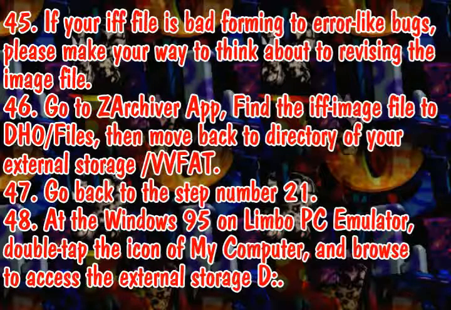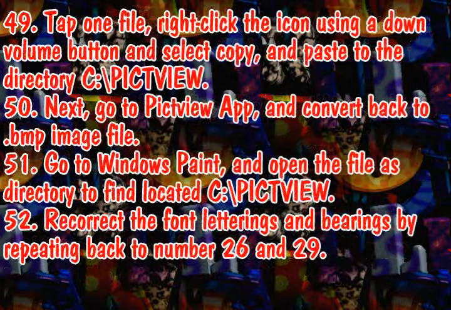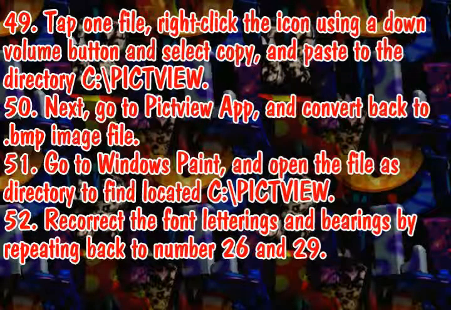Go back to step number 21. At the Windows 95 on Limbo PC emulator, double-tap the icon of My Computer and browse to access the external storage key. Tap one file, right-click the icon using the volume down button on your phone or tablet, select Copy, and paste to the directory C:\PicView. Next, go to the PicView app and convert back to a BMP image file.